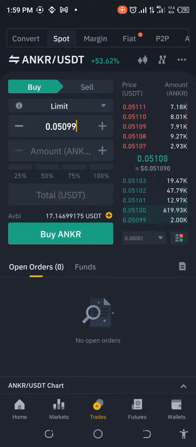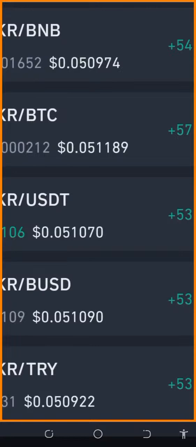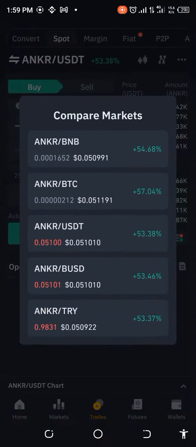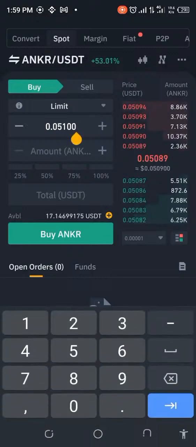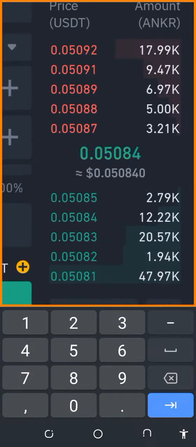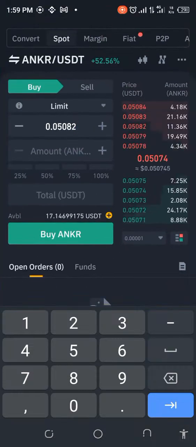Okay, so let me go back and check that and see that everything works well. I can see that it's 0.0510, 0.0511. Let's make it get back to 0.0509. It will definitely get back there in a bit, or I can actually make it get back there. So let me change this to fit what I want. 0.0509. Okay, what's the current market price? It's 0.0508. As you can see, it's already back to that.